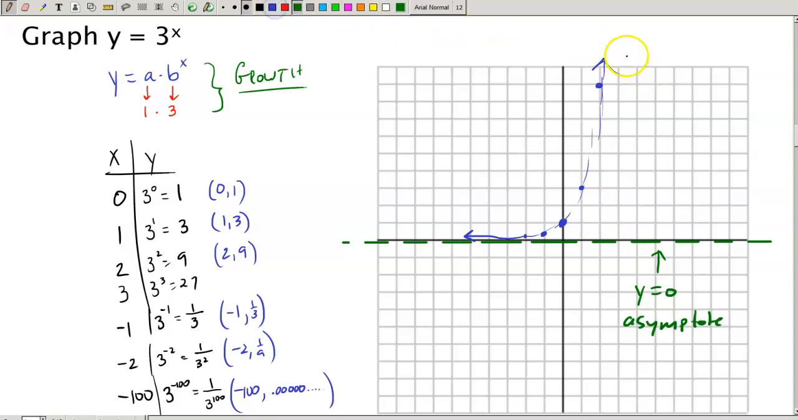and of course that blue graph is our function y equals 3 to the x. And this is exponential growth. So I'm also going to put in here, because we always talk about it, the domain and range. You should be able to tell me what the domain and range is by looking at this graph.